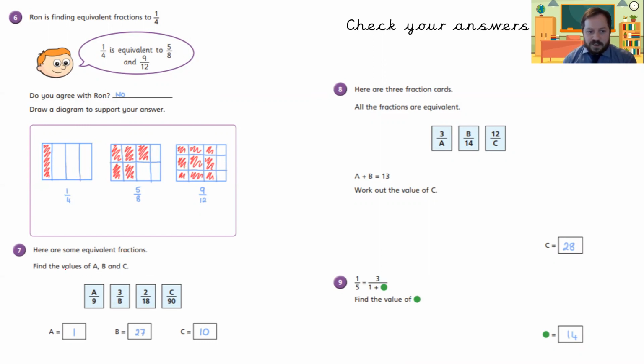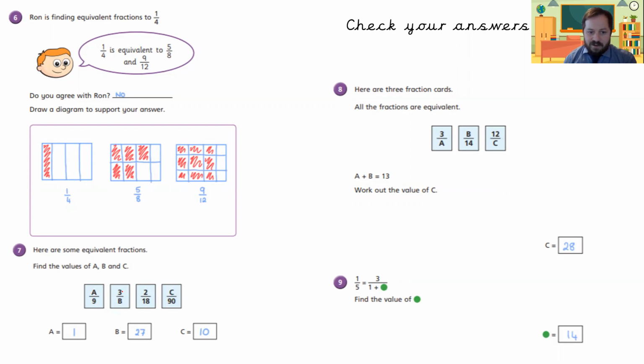Here are some equivalent fractions. Find the values of A, B, and C. They put A, B, and C here. So what you're doing is just trying to find the links between them. What have you done to one to get to the other? Well, for C, you times 9 by 10. So you'd have to do the same here. We can't find that yet.